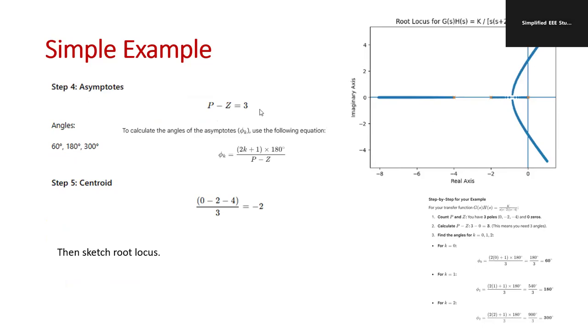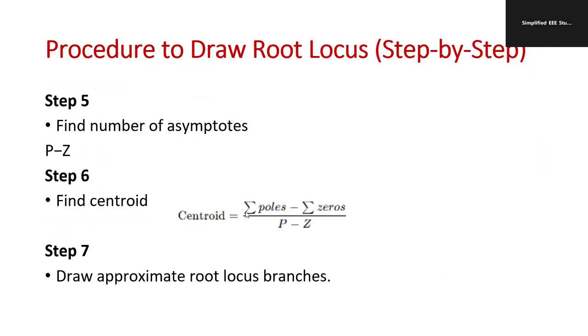Compute the asymptotes: P minus Z, that is 3 minus 0, which is equal to 3. Then the calculation of angle of asymptote. We have got 60 degrees, 180 degrees and 300 degrees. How did I get this? You can use K or Q; here both are the same, remember.